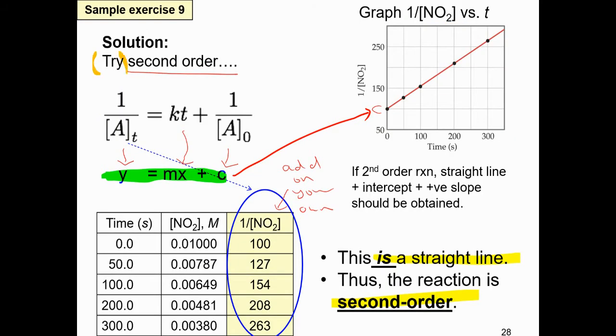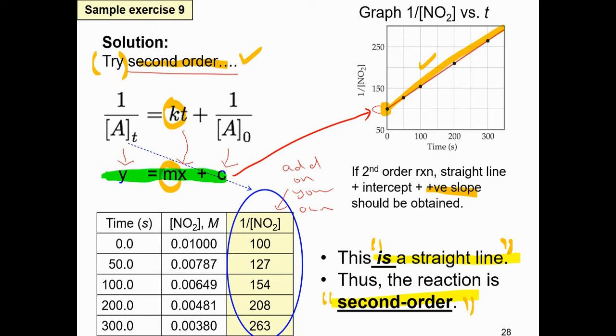So you need to try again. This time you try second order. Again, same thing, you have an intercept. Let's look at this. The gradient is positive, and you've got a straight line. So this time a straight line with a positive slope, so this is a second order reaction. Let's say if you didn't try second order, you tried zero order. That means you spend maybe another 5 minutes to prove that it is not a zero order reaction.